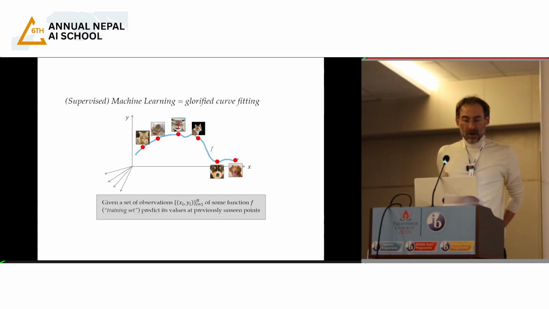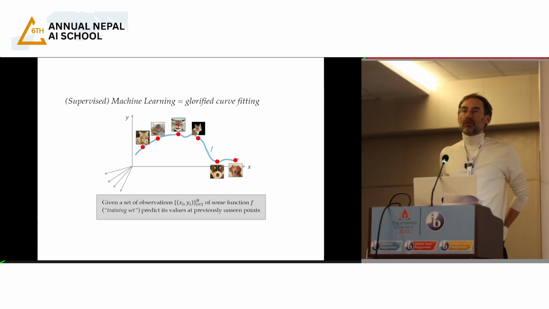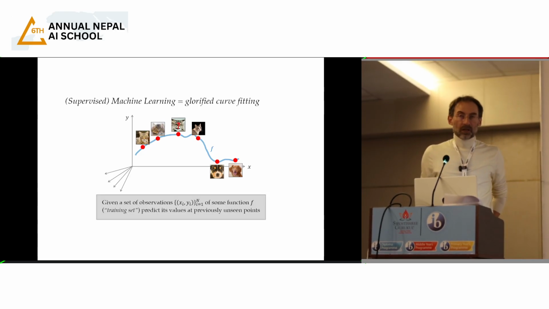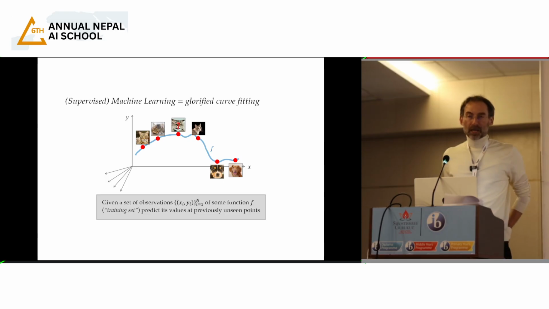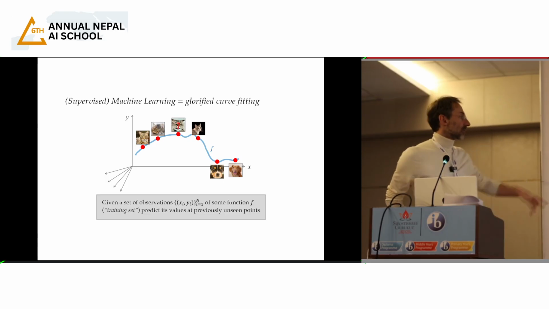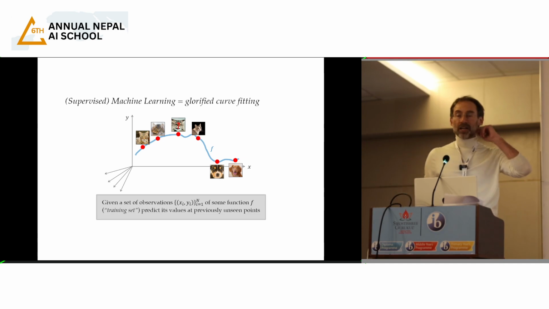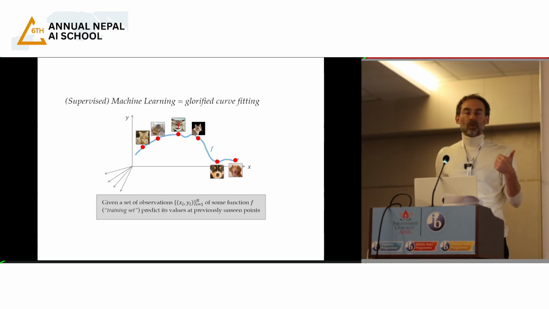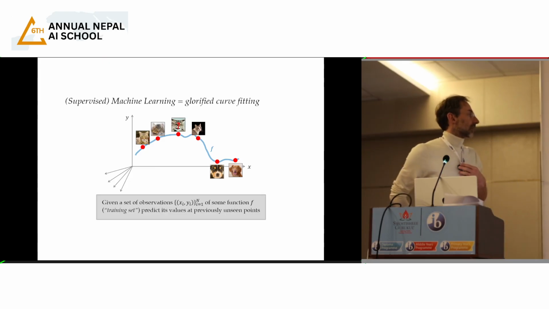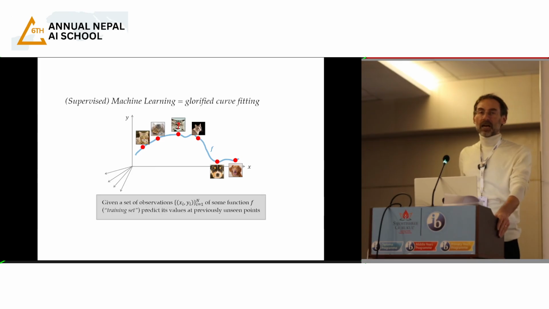Basically, you can think of it as some sort of curve fitting. I give you a set of observations of an unknown function. Denote them by x and y, where x is the input and y is the output. We have n such observations. The function f is unknown. This is our dog and cat classifier, and we want to predict its values at previously unseen points.